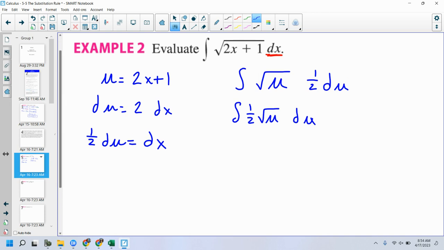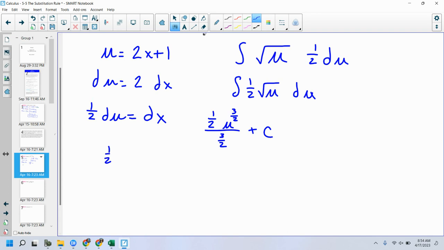Okay, let's evaluate the antiderivative. Square root of u is u to the 1/2, right? So this is 1/2 u to the 3/2 over 3/2 plus c. Let's reduce that down a little bit because that looks a little weird. So 1/2 divided by 3/2 is 1/2 times 2/3. Cancel. 1/3, right? So that is 1/3 u to the 3/2 plus c.